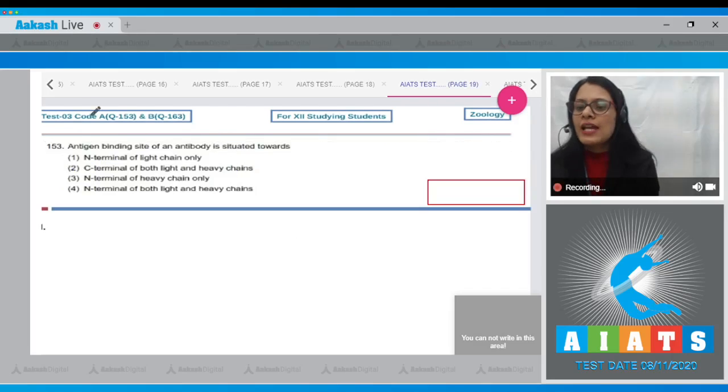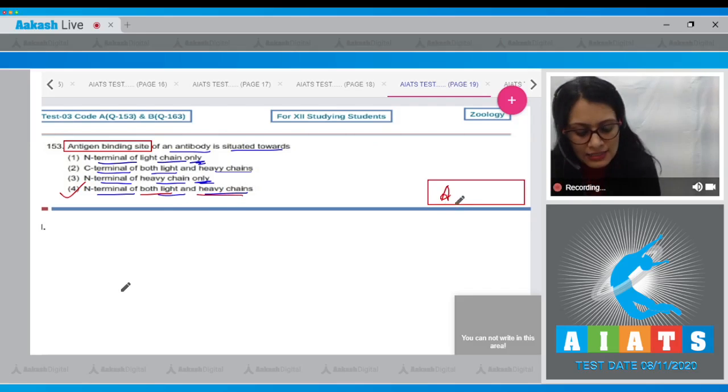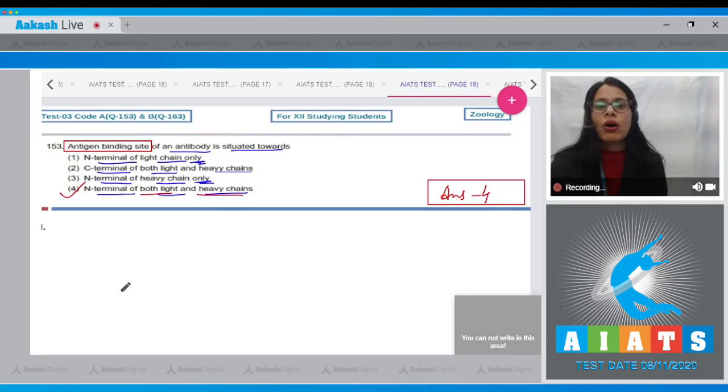Question number 153. Antigen binding site of an antibody is situated towards, and options given are N terminal of light chain only, C terminal of both light chain and heavy chains, N terminal of heavy chain only, N terminal of both light and heavy chain. Antigen binding site of an antibody is situated towards N terminal of both heavy and light chain. So the correct answer to this question is option number 4, N terminal of both light and heavy chains. Let's move on to the next question.